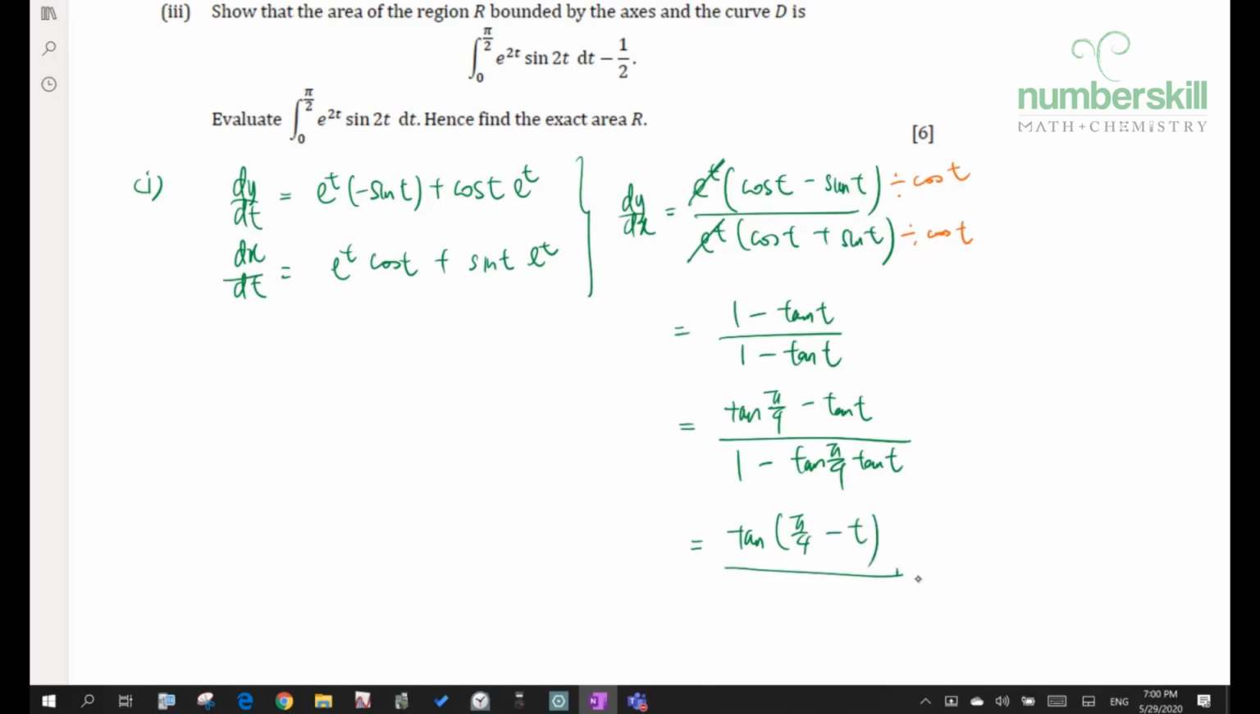Ta-da! I guess some people, when they did this, actually worked backwards. They expand, then try to work backwards, which is okay lah. Nobody will know anyway. All right, so this is one trick, one way you can do it.